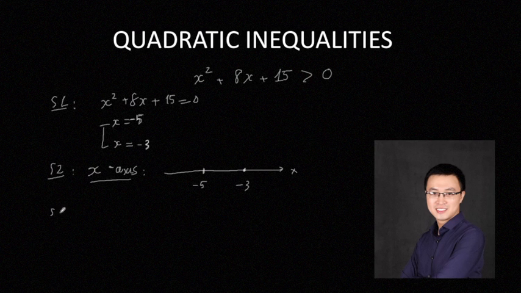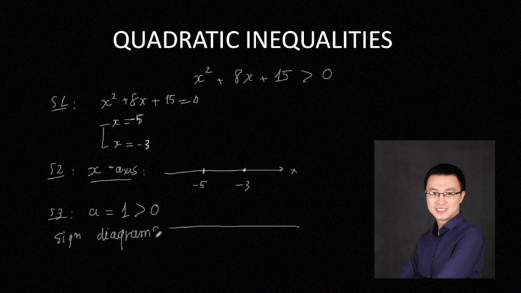Step 3, you identify a. In this case a equals 1, which means positive. So you have the sign diagram with minus 5 and minus 3. The first part will be positive, the same sign as a, and then the sign alternates to minus, and from minus we come to plus, alternating, just like a snake.